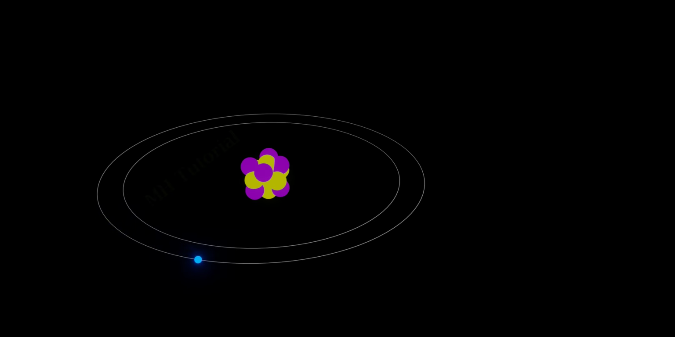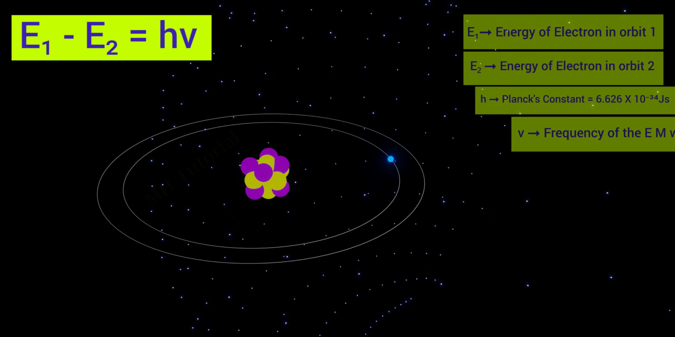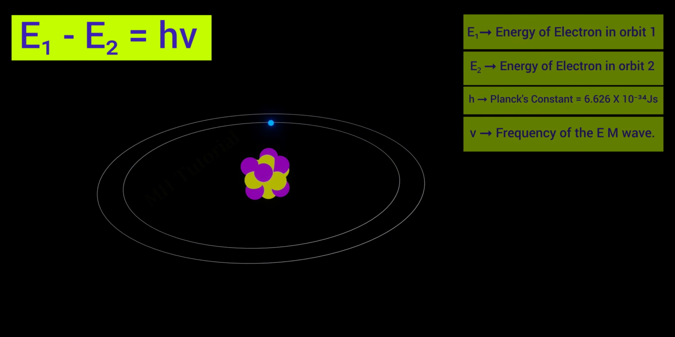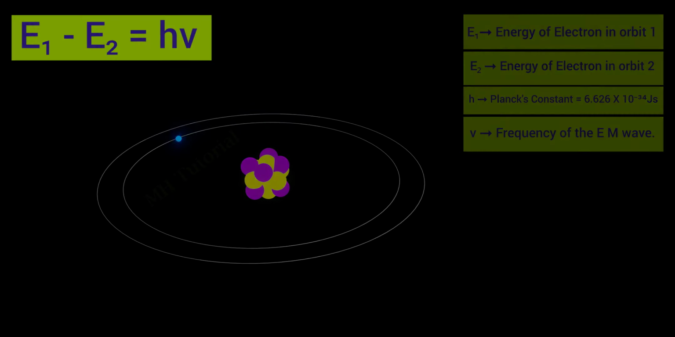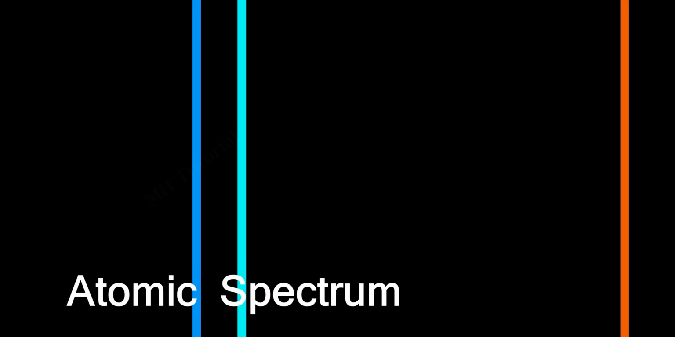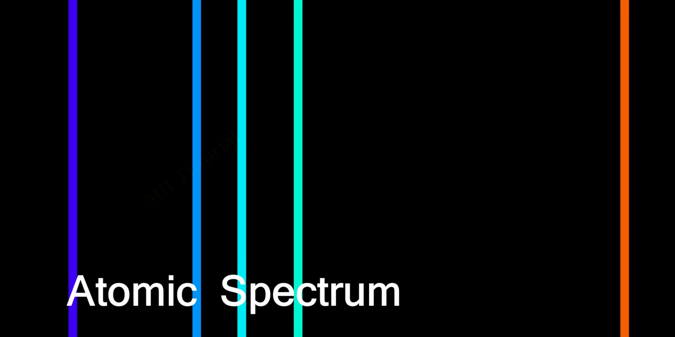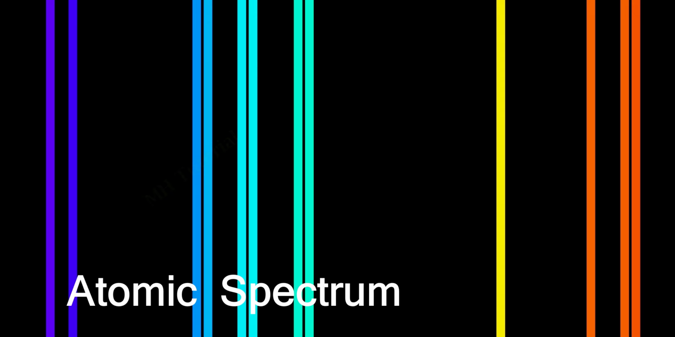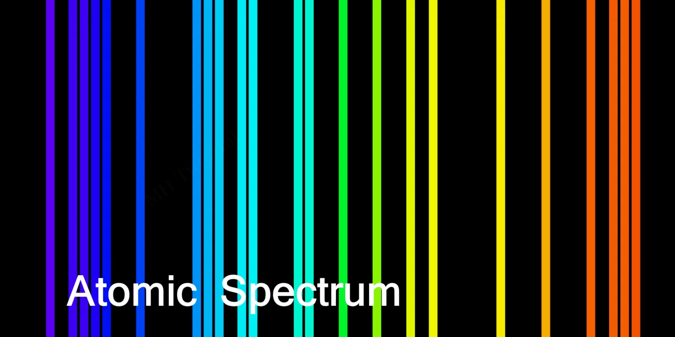Remember, during a transition from a higher orbit to a lower one, an electron emits energy in the form of electromagnetic wave. For each transition, a unique frequency of electromagnetic wave is generated. Hence, a line of ray is added to its spectrum. If electrons transit in a million ways, then the frequencies would have been millions.